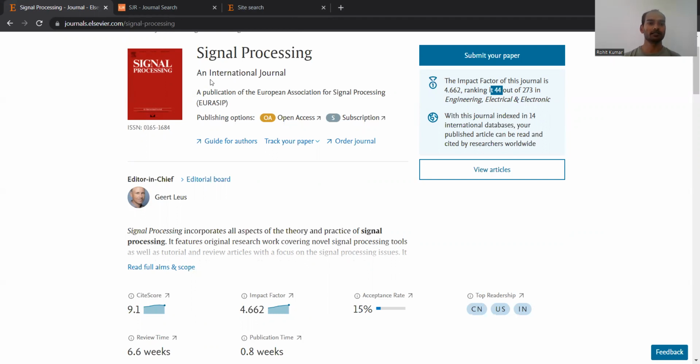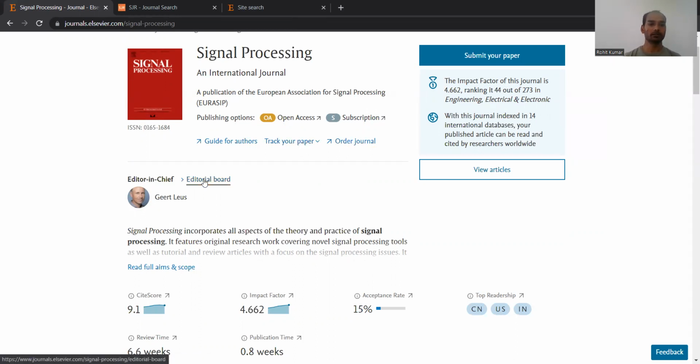Signal Processing is an international journal and a publication of the European Association for Signal Processing, EURASIP. It offers two kinds of publishing options, open access and subscription-based, like the usual journals. Then there is a guide for authors, tracking your paper, and ordering journals.